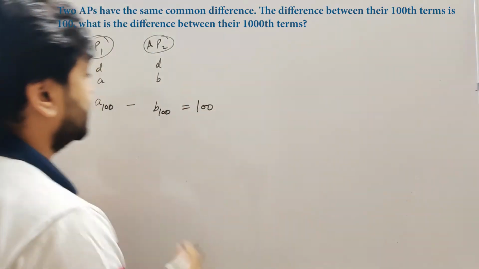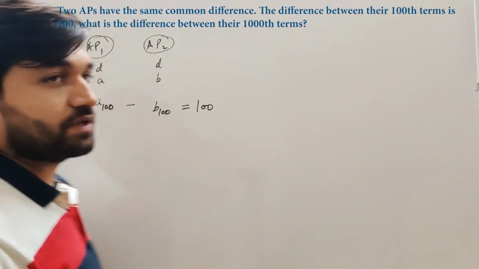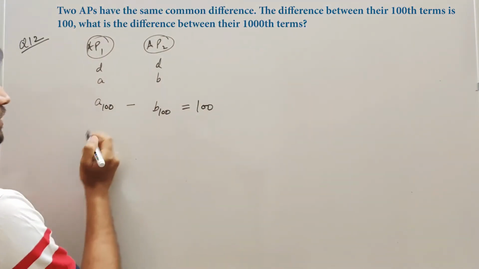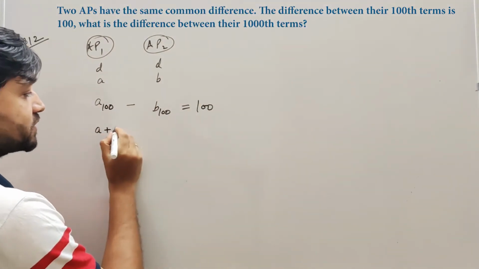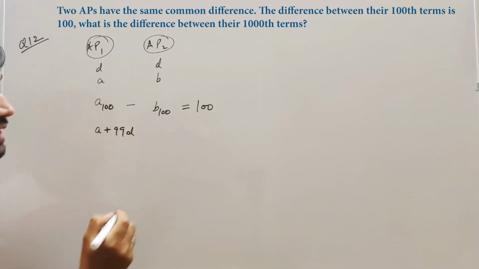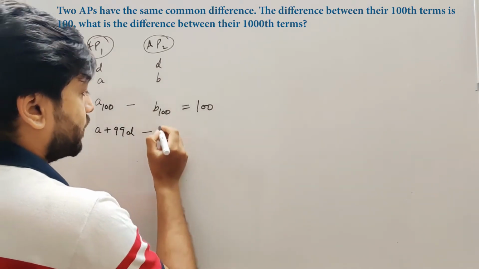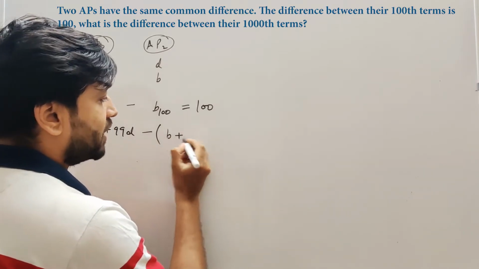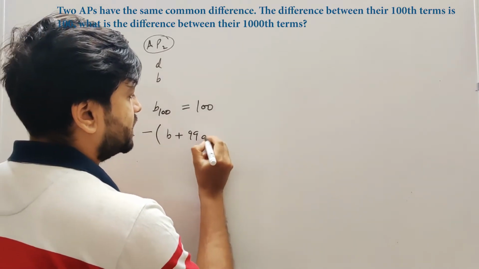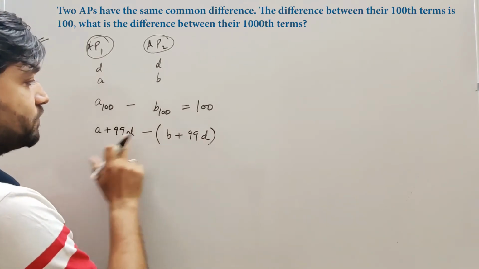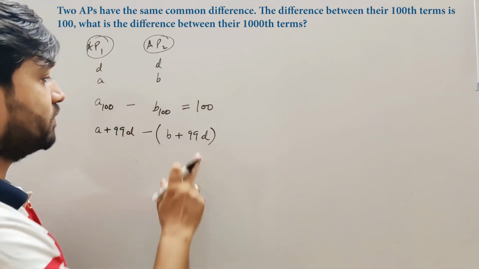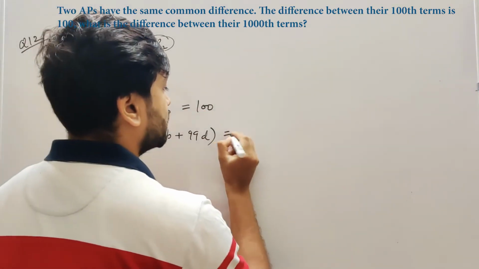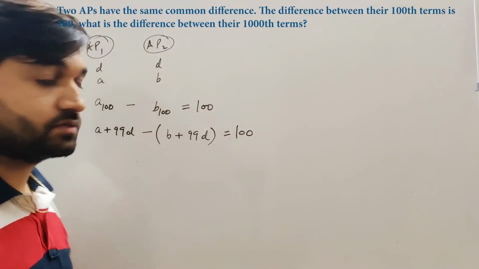So this is your equation. For A100, we use the same formula. An is A plus n minus 1 into d. So A100 becomes A plus 100 minus 1 into d, which is 99d, minus, brackets, B100, which will be B plus n minus 1, which is 99d. The common difference for both of them is the same, but the first terms are different. So this is equal to 100.